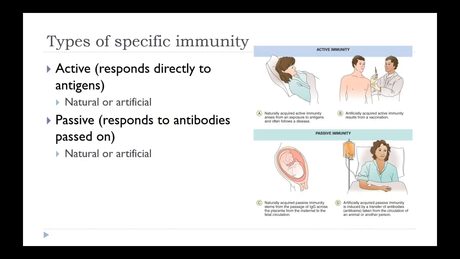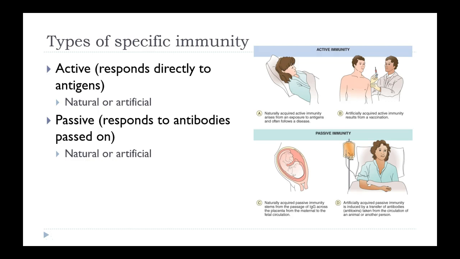We can also classify specific immunity, and we can say that it's either active or passive. Active means that the response is directly to the antigens itself. If it's passive, then we're looking at the antibody, and there's a response to the antibody. Both definitely take place.